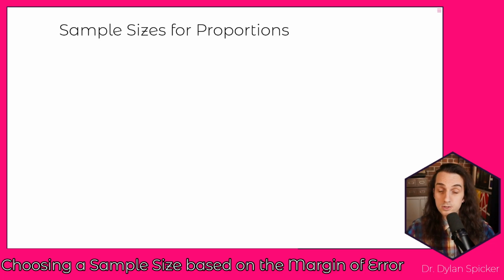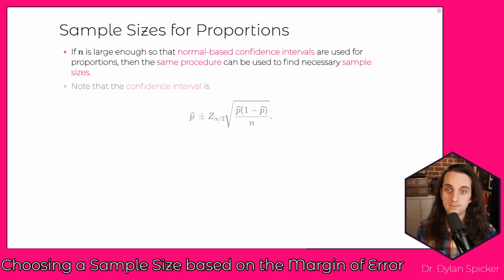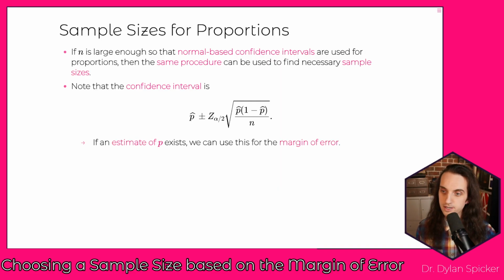A similar procedure applies for proportions, because proportions are based on the same underlying confidence interval. If n is large enough, then we can use the normal-based confidence intervals for proportions, and so the same procedure can be used to find sample sizes. The confidence interval is p hat plus or minus z alpha over 2 times the standard error. So if an estimate of p exists, then we can use this for the margin of error. Specifically, we can take z alpha over 2 times the square root of p hat times 1 minus p hat over n, and that will work as our margin of error.